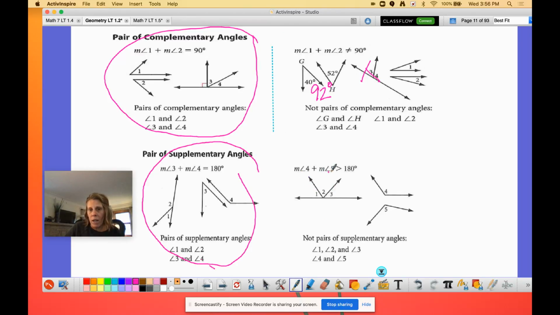Over here, it's telling you that angles 4 and 5 are greater than 180, so that's not a pair of supplementary angles. 1, 2, and 3 do make a straight line, but it is not a pair. So those are not pairs of supplementary angles.